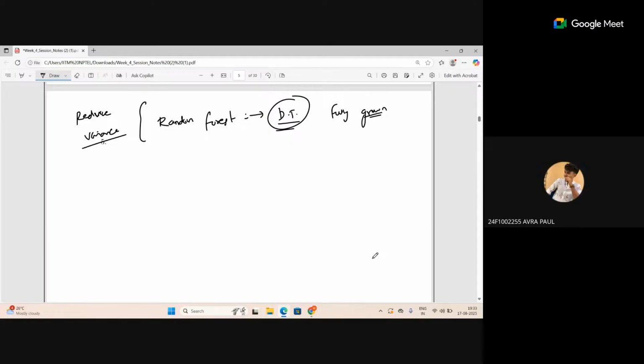This method is called ensemble aggregation, or basically random forest is an ensemble classifier, and the method which it uses is called bagging. Why is it called bagging? Again, we use the bags, but mostly it is bootstrap aggregation.